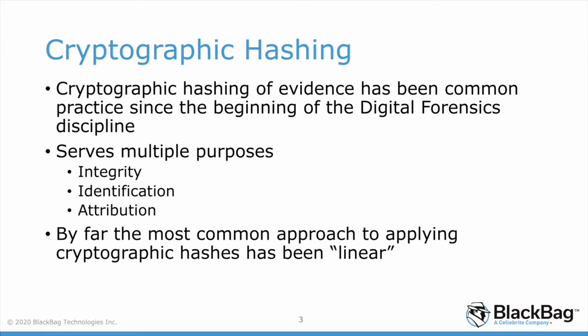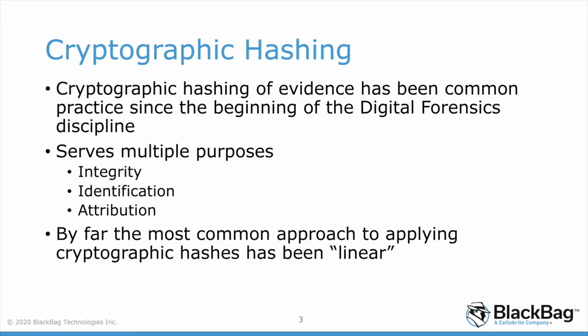Everyone here should be familiar with cryptographic hashing. Cryptographic hashing of evidence has been common practice since the beginning of the digital forensics discipline. It's absolutely essential to what we do. It serves multiple purposes. First of all, integrity. We obviously want to make sure that during the course of our investigation, we're not modifying the evidence itself. So we can do this by hashing the evidence files before we do our investigation and after. And if that hash has not changed, then we know that we haven't changed the evidence.